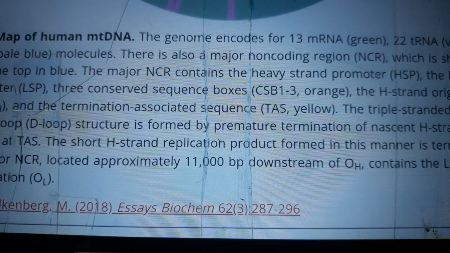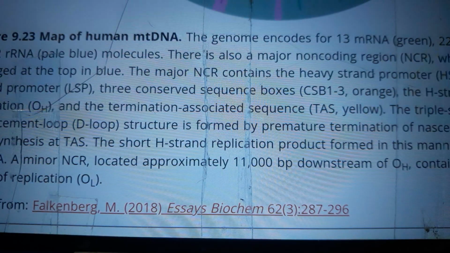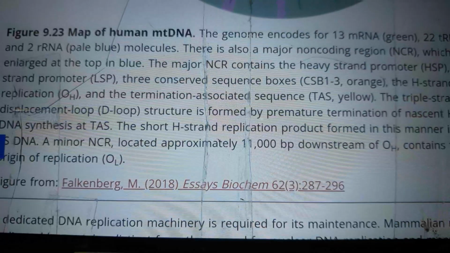And it has about 2 rRNA (pale blue) molecules. There is also a major non-coding region, NCR, which is shown enlarged at the top in blue. The major NCR contains the heavy strand promoter HSP, the light strand promoter LSP, 3 conserved sequence boxes CSB 1 to 3 (orange), and the H strand origin of replication OH and the termination associated sequence TAS (yellow).